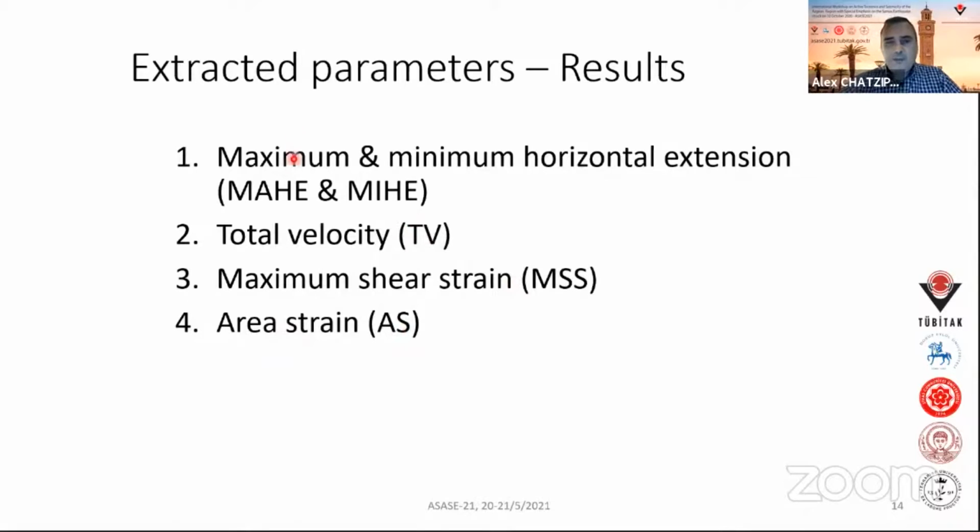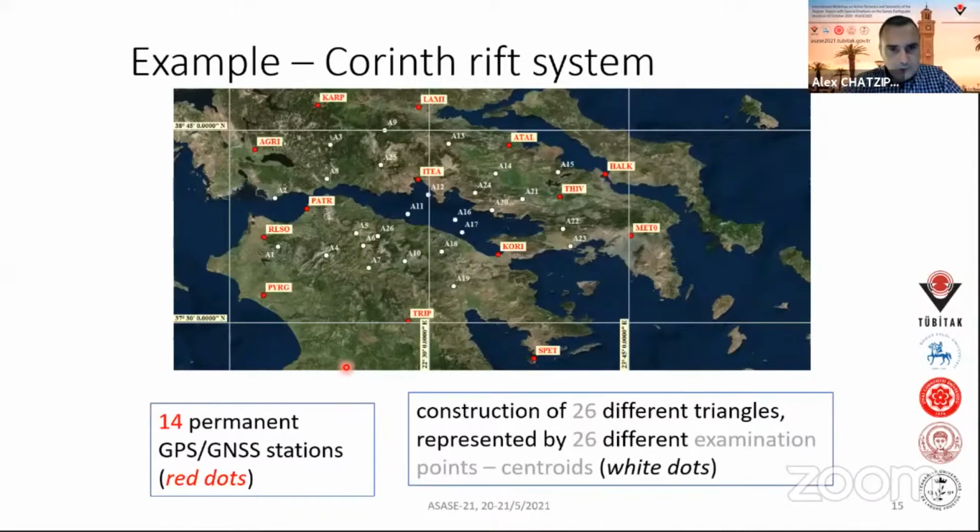Apart from these parameters, a few more were extracted during this process, but they are not relevant, or at least they are not very useful at this presentation. So I'm going to show you two examples, one from central Greece, the Corinth Rift system, and one from northern Aegean. They are two very different geotectonic environments.